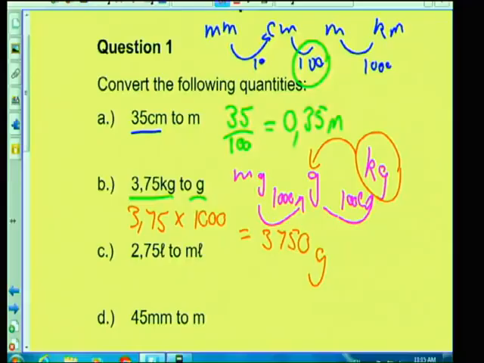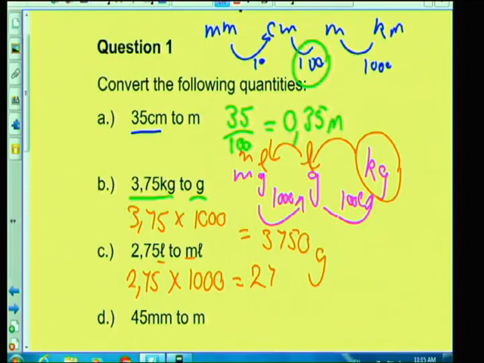Next one. 2.75 liters, and we want to change it to milliliters. Remember, milliliters to liters is just like grams. It's a 1,000 jump, and we're going from liters to milliliters. So what are we going to do? We're going to multiply by 1,000. So 2.75 multiplied by 1,000 is equal to 2,750 units, milliliters.